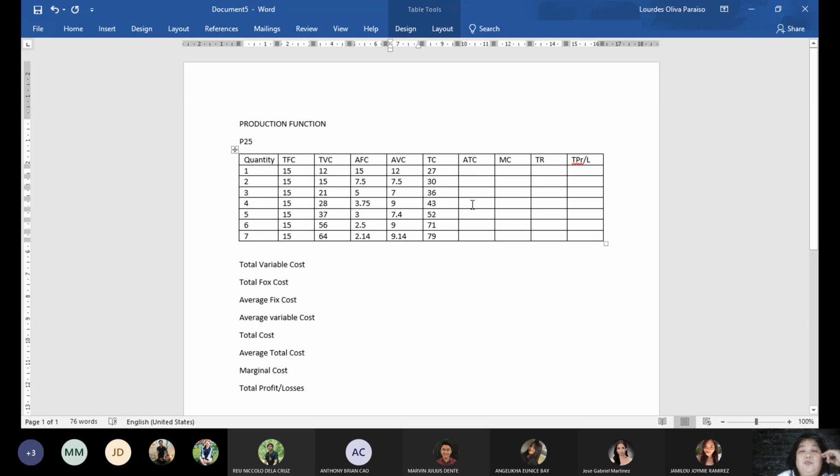Okay, we get now the average of your total cost. So your average total cost will now become 27 divided by 1 is 27. 30 divided by 2 is 15. And then you have 36 divided by 3 is 12. You have your 43 divided by 4, so you have 11 point something. 10.75. And then you have 52 divided by 5.